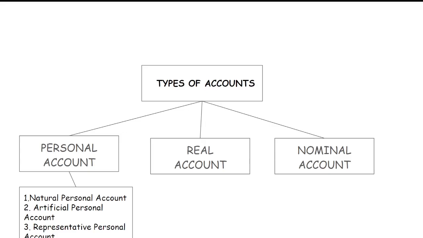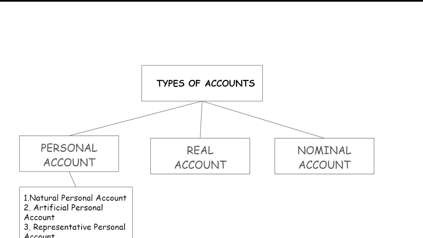So for example, it can be a natural person, meaning it can be of Mr. Ram, Sham, Miss Sita, Geeta, anybody, or it can be of artificial person. For example, XYZ partnership firm, Bank of India, Bank of Maharashtra, Reliance Limited, etc. Or it can be of a representative personal account. Now what is representative personal account? When I say Mr. XYZ's capital account, it is called as representative personal account because it represents a specific person. When I say outstanding expenses, it is payable to somebody, so it is representative personal account.